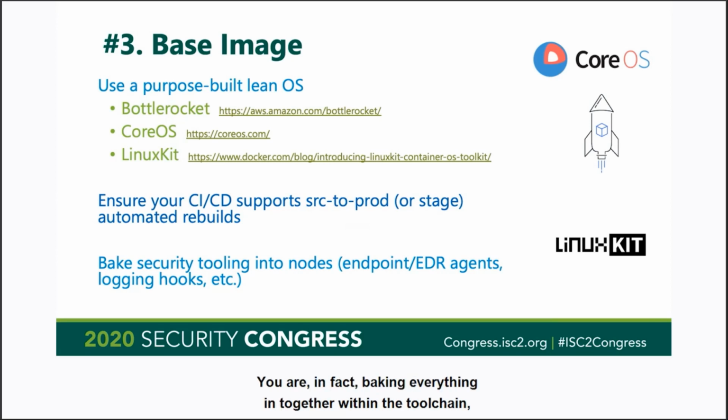Within containers, you are in fact baking everything in together within the tool chain and then deploying the entire built application on the built base image into your hosting environment. In order to optimize the basic security within your container, it really does pay dividends to use a purpose-built lean operating system as the basis for your environment. Now, whether that's using something like Bottlerocket from Amazon or CoreOS or LinuxKit from Docker, there are a few options for you out there. Even using things like Alpine Linux can be very useful.